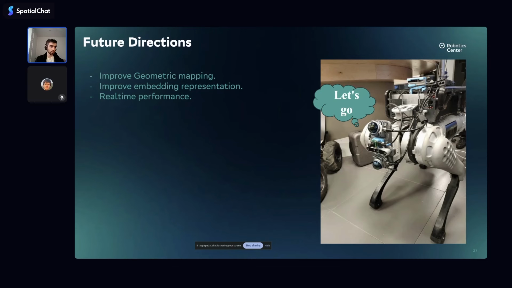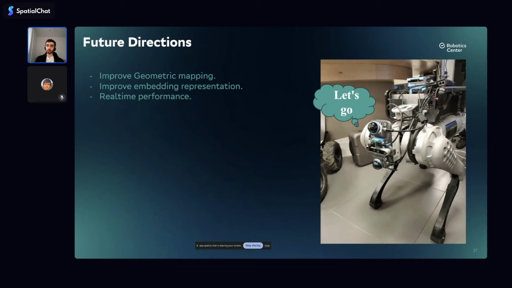The future directions, of course: we understand that this module is working in a real environment on hardware, but it's still sensitive to cheap sensors and to odometries that are not very accurate. So we need to optimize geometric mapping. For example, if we have some fast movement and a lot of dynamic objects, we will have a problem in building this map. Also, we need to improve the embedding representation.